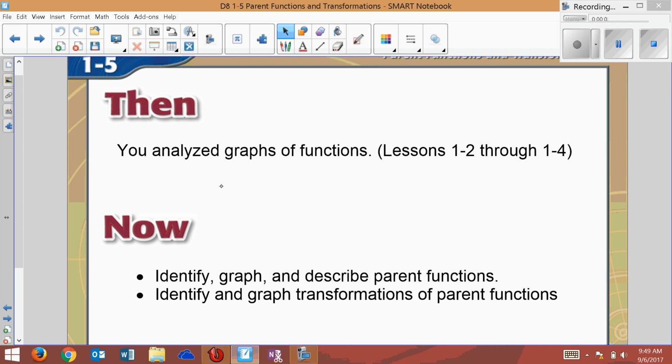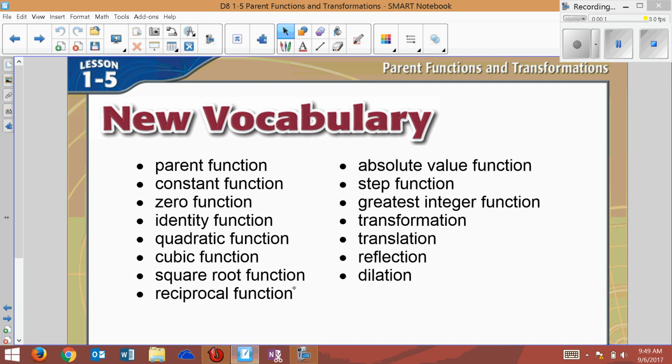Welcome back. In the past, we've analyzed graphs of functions. Today, we're going to identify, graph, and describe parent functions and also their transformations. So we're going to quickly give a brief overview of some vocabulary. A parent function is any function without a transformation.